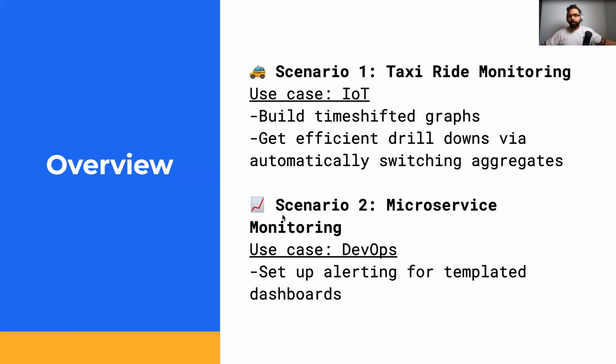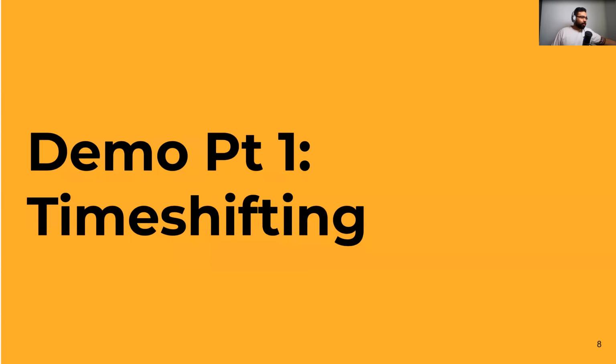And then in scenario 2, I'm going to use a more classic DevOps scenario of microservice monitoring, where we're going to learn how to set up alerting on dashboards that have variables and templates. Okay, so that's the overview of the scenarios today, IoT and DevOps, something for everyone, depending on what your use case might be. So let's get into the first part of the demo, which is building time-shifted graphs.